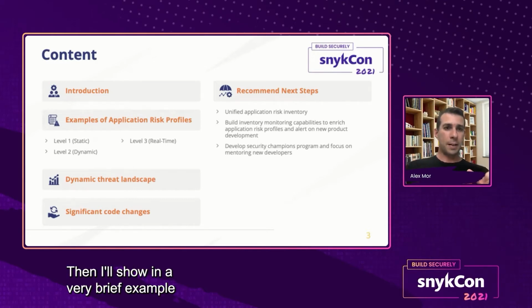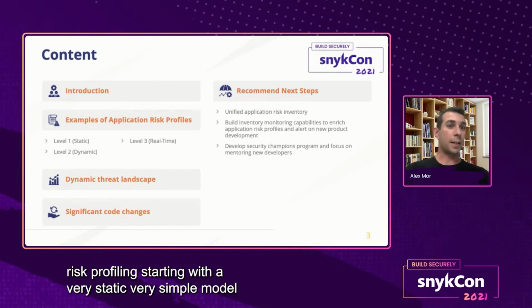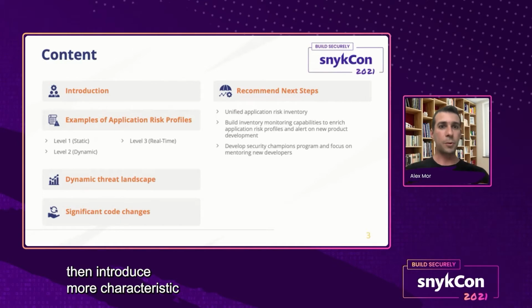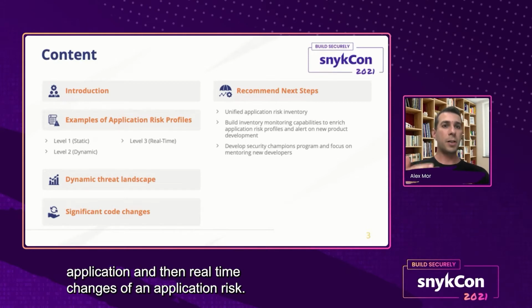Then I'll show, in a very brief example, what I call a 3-level approach to application risk profiling, starting with a very static, very simple model, then introducing some more characteristics, and then going into the real-time challenge of protecting applications and the real-time changes of an application's risk.